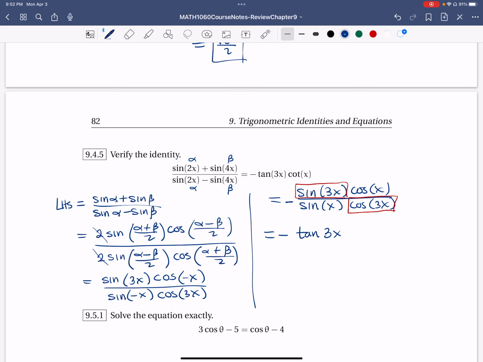Then notice what I have left. What I have left is a cosine of x divided by a sine of x, which is a cotangent of x. And so I have the rest of the right-hand side that I needed. So this is equal to the right-hand side, and we have proved that identity.